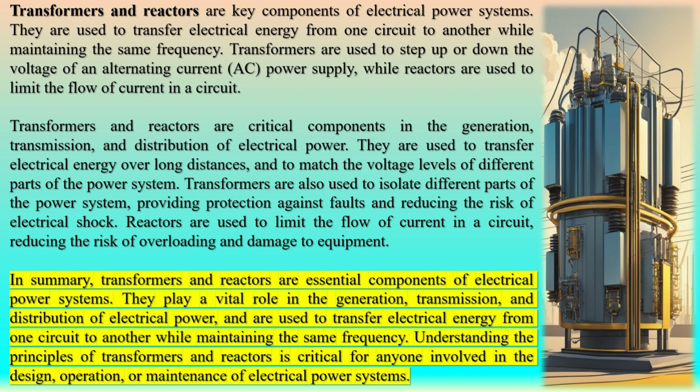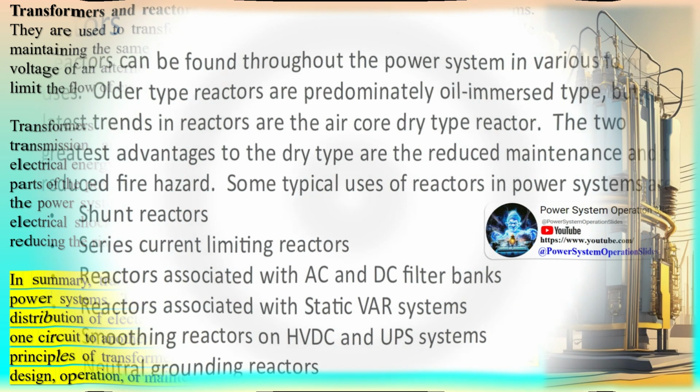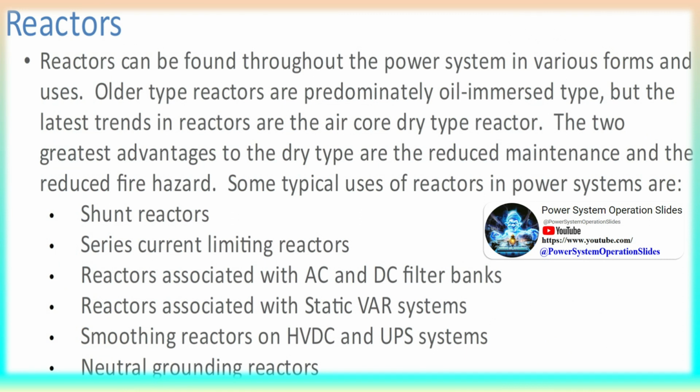Transformers and reactors are critical components in the generation, transmission, and distribution of electrical power. They are used to transfer electrical energy over long distances, and to match the voltage levels of different parts of the power system. Transformers are also used to isolate different parts of the power system, providing protection against faults and reducing the risk of electrical shock. Reactors are used to limit the flow of current in a circuit, reducing the risk of overloading and damage to equipment.